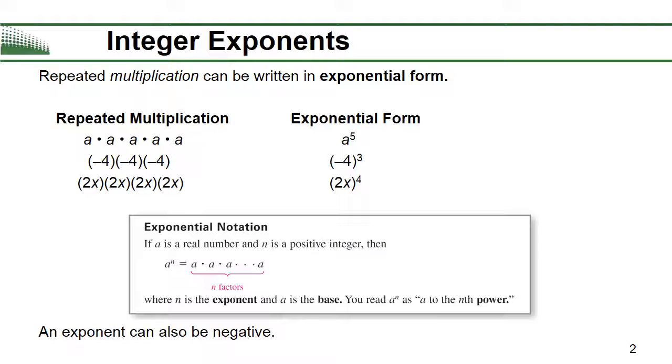Just a couple of terms. If you look at the notation there, we have a to the n. n is called the exponent. That's how many times you're going to be multiplying that number by itself. And a, the number you're multiplying, or the variable, is called the base. And you read this as a to the nth power. You can also have a negative exponent.